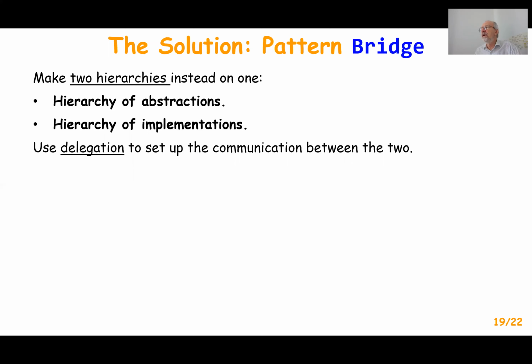The one hierarchy should represent abstractions that are to be used within our software. Window, text window, icon window, etc., etc. There are a lot of abstractions in a task like this. And the separate hierarchy is the hierarchy of implementation. And a very important notice, look at the bottom line. We use delegation to set up the communication between the two.